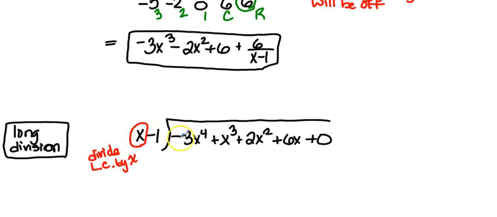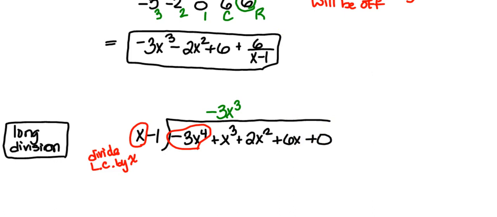To start this off, my first leading coefficient I'm going to work with is this one right here, negative 3x to the fourth. So let's get those questions going. X times what is negative 3x to the fourth? Negative 3x cubed. So I put it over this spot, and because it's directly over this and all places are represented, I know that I will eventually have 1, 2, 3, 4 terms that are part of my answer.